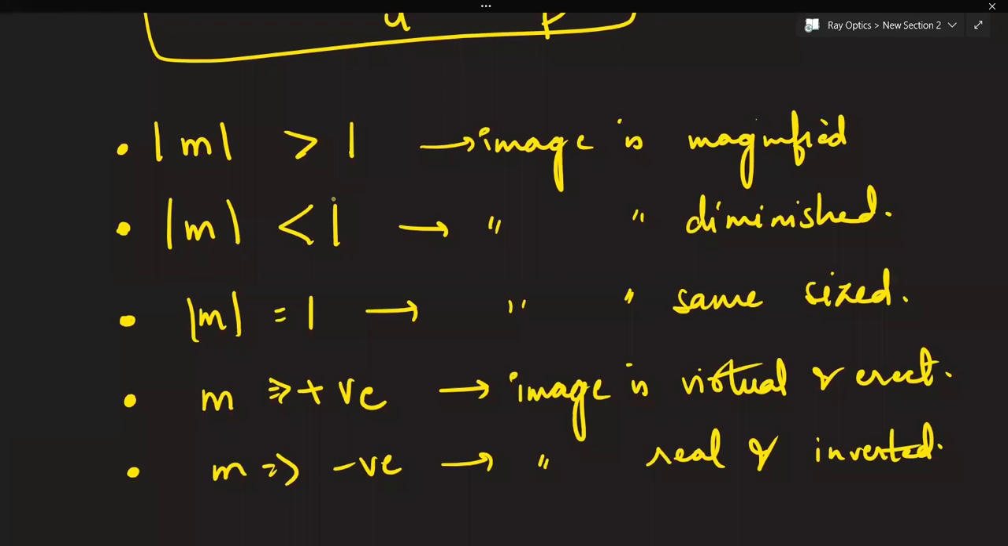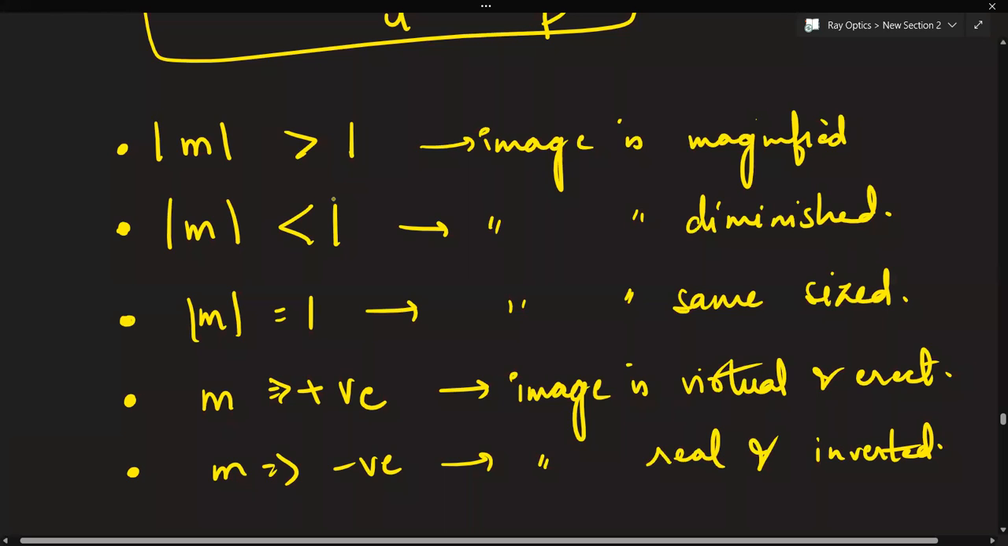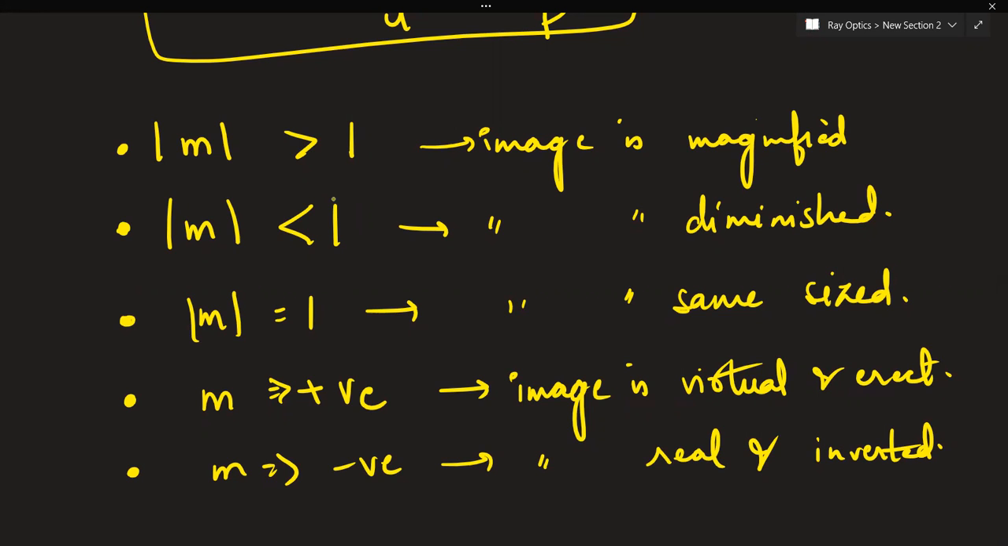So in size, you have to mention above 3 points. In the nature of image, you have to mention below 3 points. And that can be calculated just by the magnification. For example, your magnification comes out to be -4.3. It is unitless, so it will be -4.3.